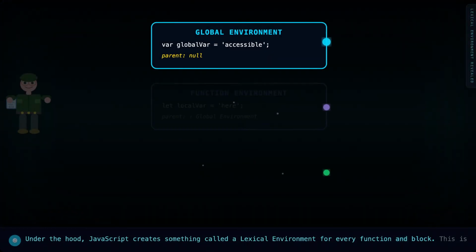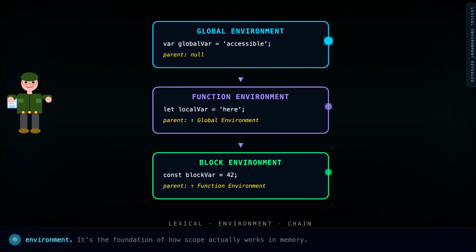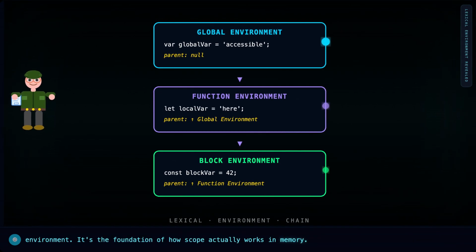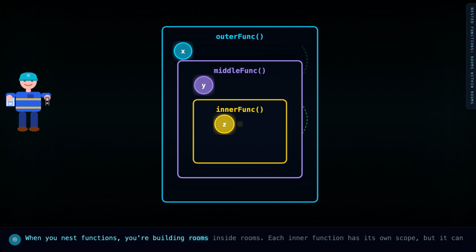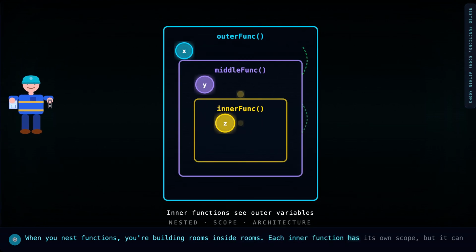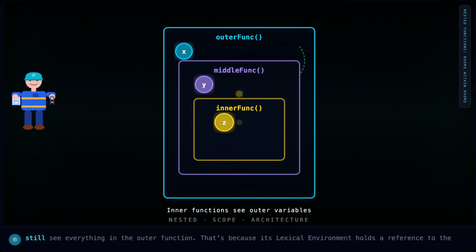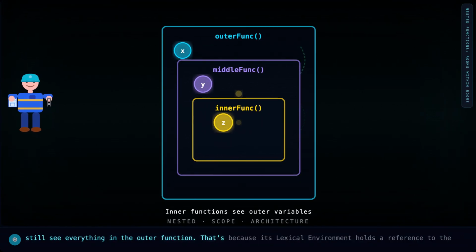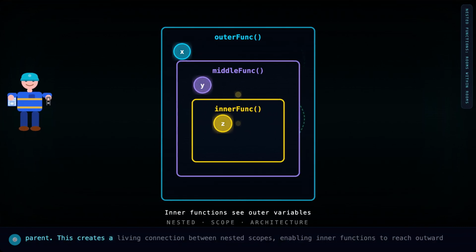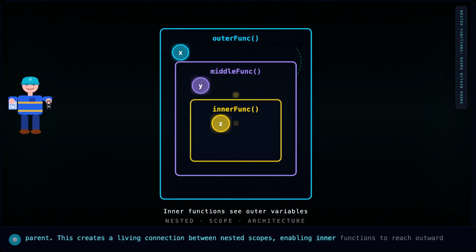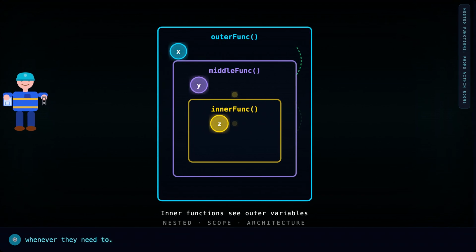Under the hood, JavaScript creates something called a lexical environment for every function. When you nest functions, you're building rooms inside rooms. Each inner function has its own scope, but it can still see everything in the outer function. That's because its lexical environment holds a reference to the parent. This creates a living connection between nested scopes, enabling inner functions to reach outward whenever they need to.